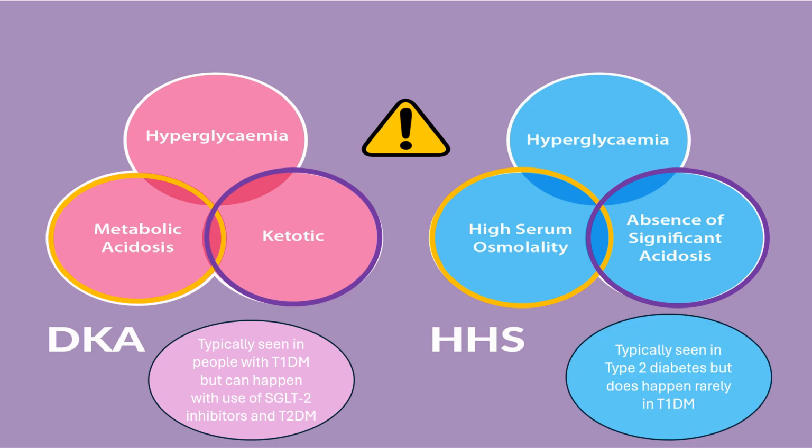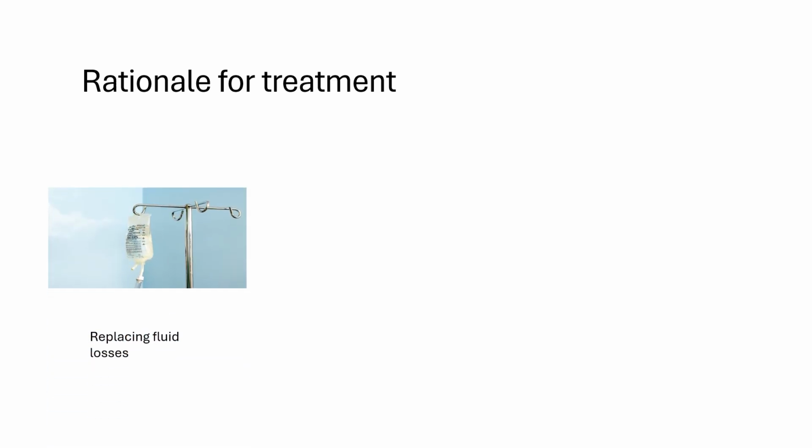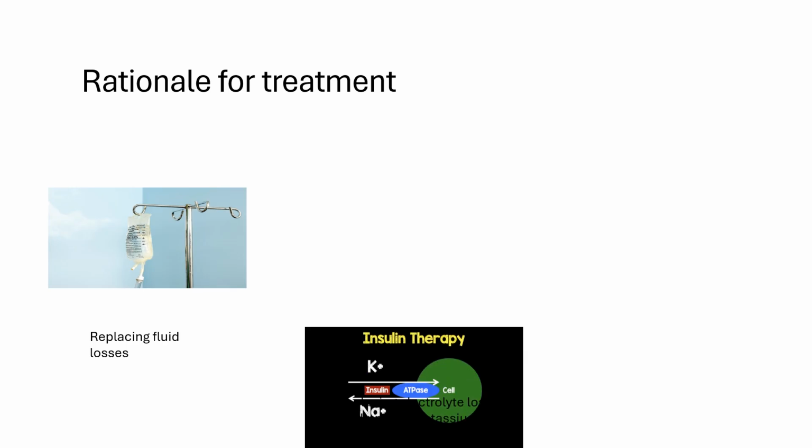Whereas in HHS, typically you're going to see that in type 2 diabetes, but there are rare occasions it will happen in type 1. So what's our rationale for treatment? First thing we want to do, replace those fluids. So they're dehydrated, we need to replace the fluids, and that's why they're getting sometimes a liter an hour, and it depends on their fluid state as to what the prescriber will order.